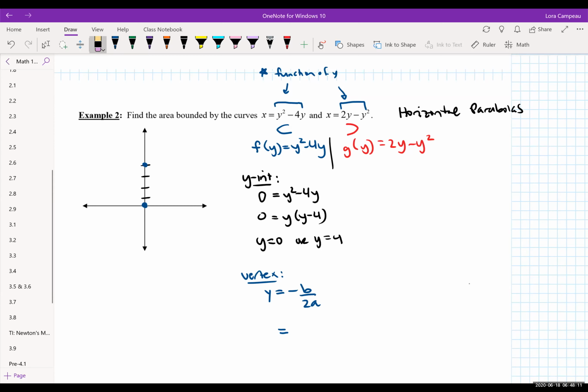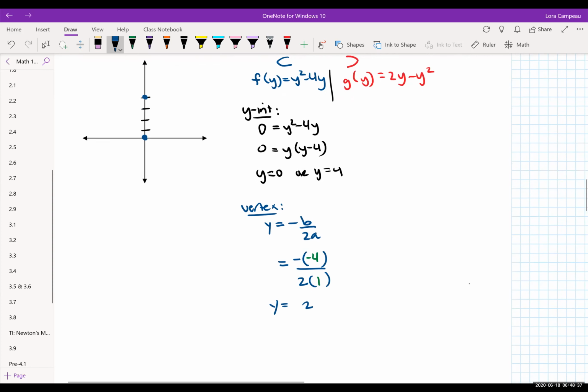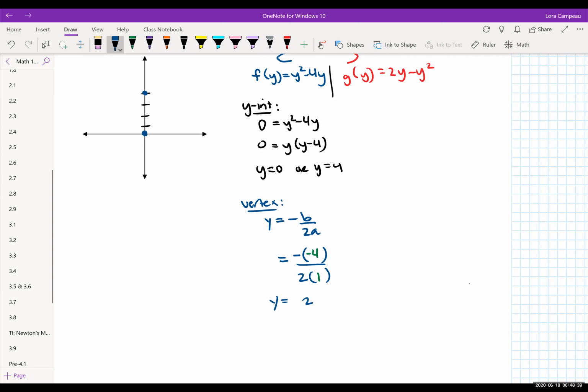Okay, so negative, that's coming from the formula. The b is negative 4, all over 2. And this time the a is 1. See, it's the coefficient of the squared term and the linear term. Let's simplify that a little bit more. What do we have? 4 over 2, which gives us 2. So now we have the y value of the vertex. So we kind of know it's somewhere along here. That's good to know. And we just want to find the x value.